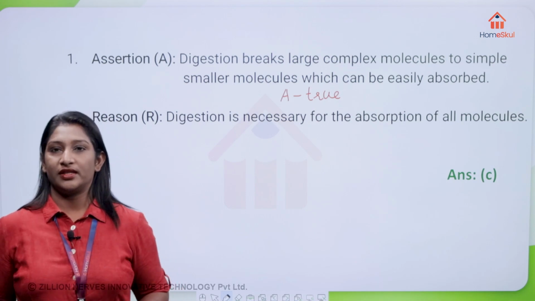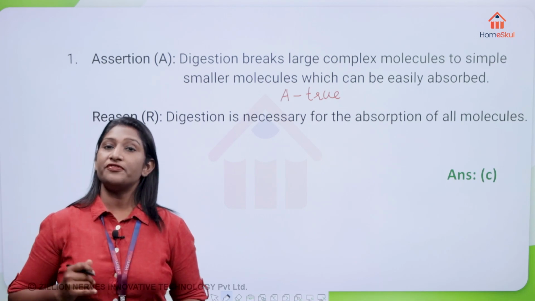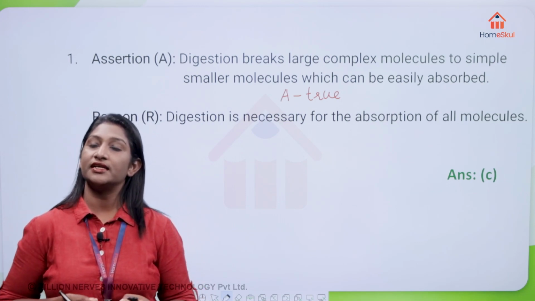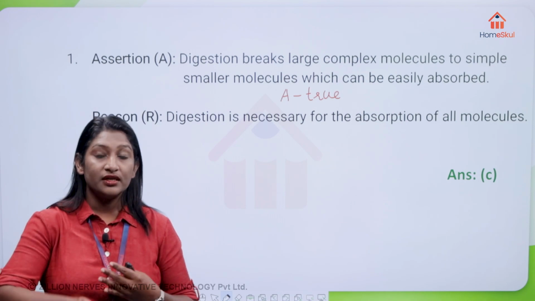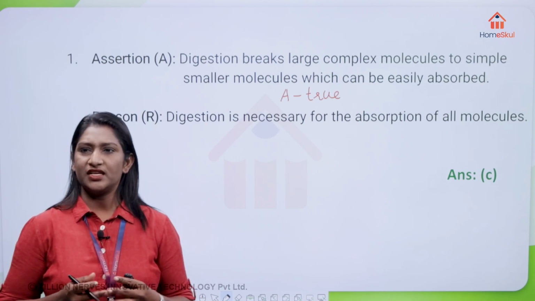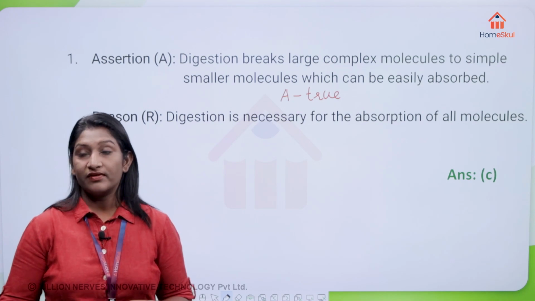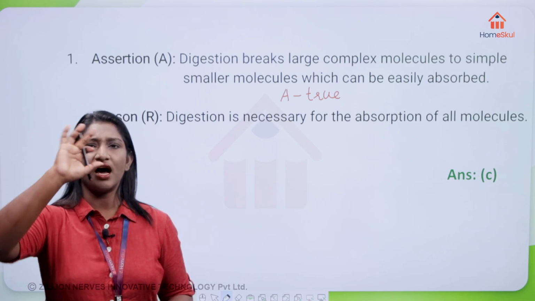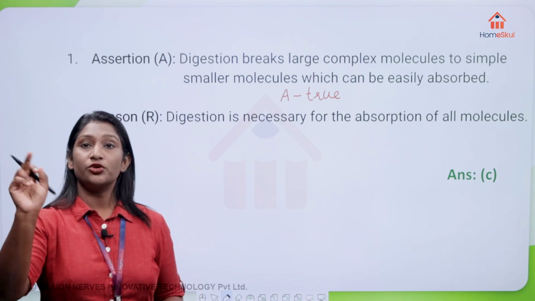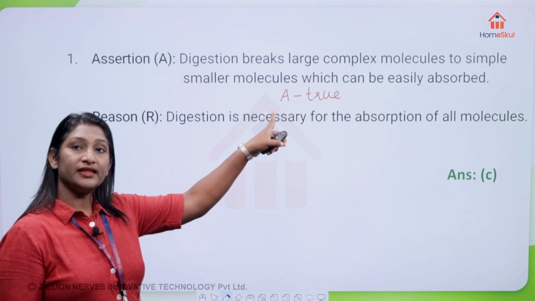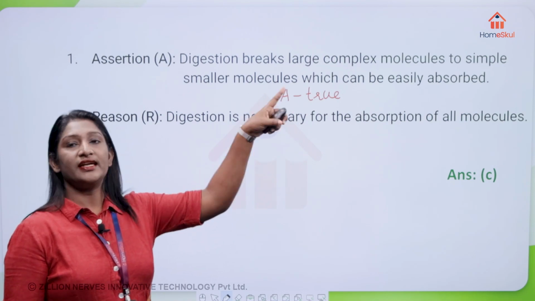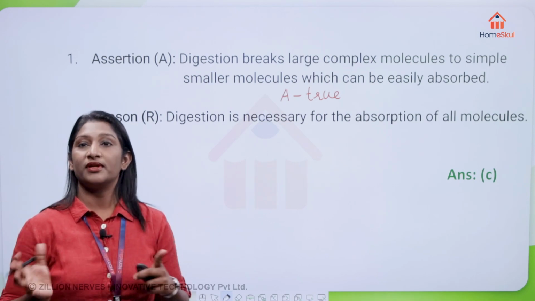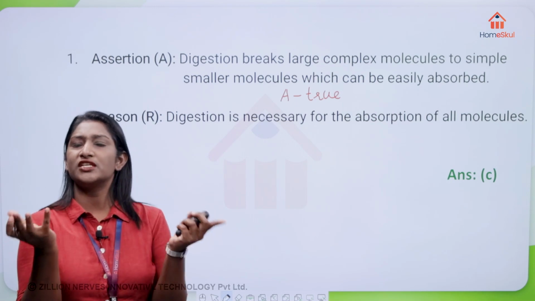See, I will tell you one thing. In case of fat, and sometimes the glycerol, fatty acid, everything can be consumed as such, that is without any digestion can be absorbed, okay? Which one? Glycerol and fatty acid. But large complex molecules, there should be the digestion so that then only they can get absorbed. Understand? Digestion makes large complex molecules into simpler, smaller molecules which can be easily absorbed.